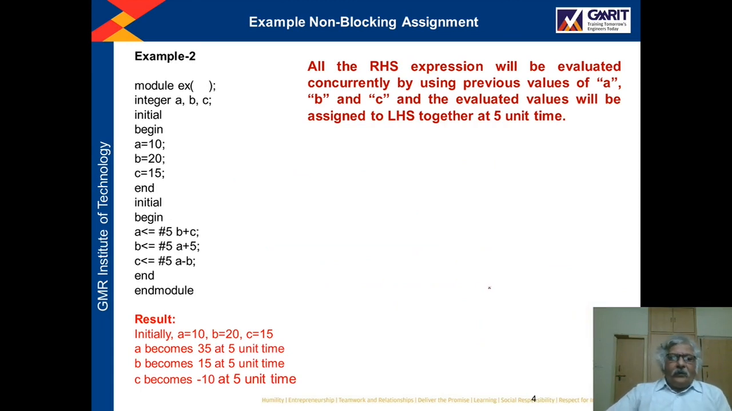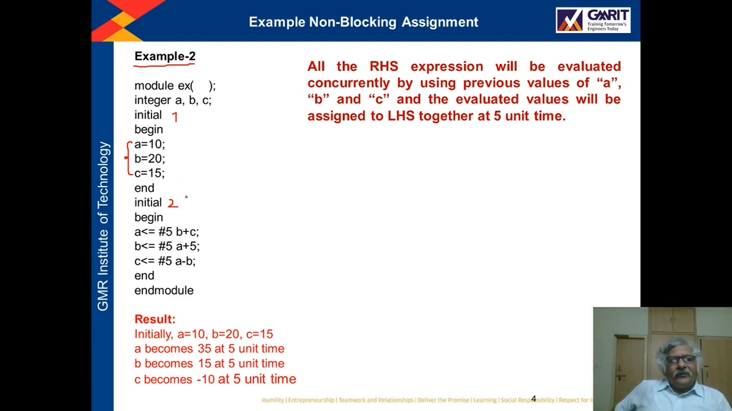Now we will see another example, example 2. Here also we have used two initial blocks. Initial block 1 is used for assigning the values to A, B and C integer type variables by using blocking assignment statements. Now in initial block 2 we are using the non-blocking statement. So here the values of A, B and C are initialized with 10, 20 and 15.